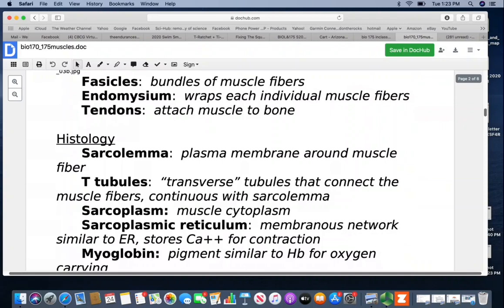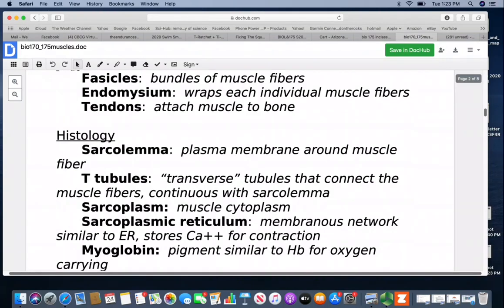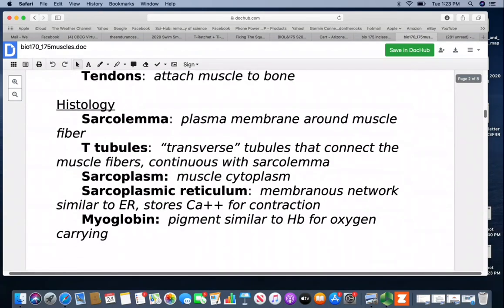So sarco is also a prefix that means muscle. When we look at the histology of it, the sarcolemma is going to be the plasma membrane around a muscle fiber. So muscle cells and nerve cells do tend to get their own fancy names for some of the things that we see in typical cells. The T-tubules, or transverse tubules, are going to connect the muscle fibers. These are actually continuous with the sarcolemma, and this will allow the muscle fibers next to each other to be able to communicate and share impulses.